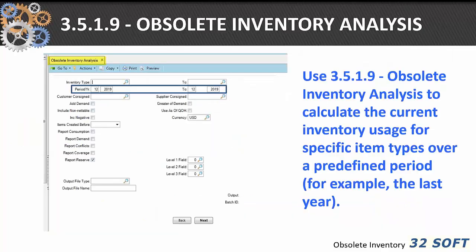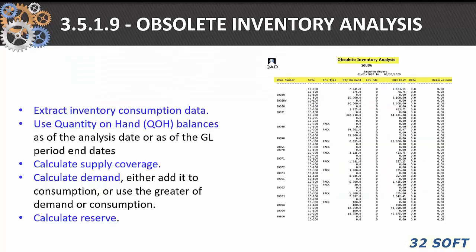And then 3.5.1.9, obsolescence analysis, you can run this analysis code for any period, a month, a year, a quarter, last year, year and a half, and this then extracts that inventory data into a file.